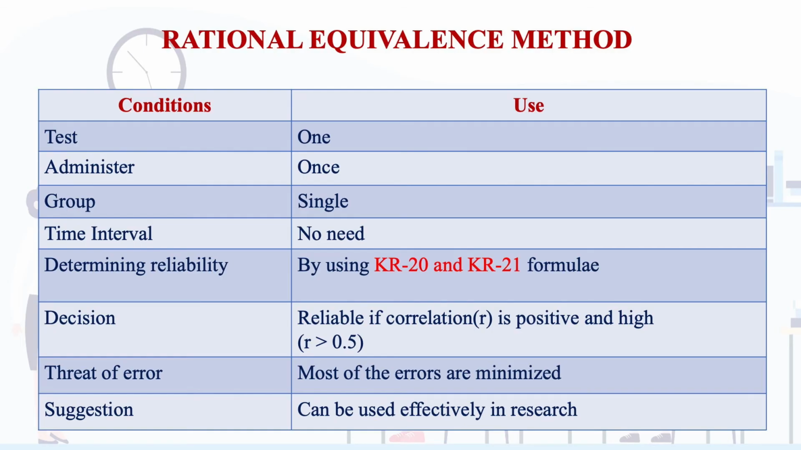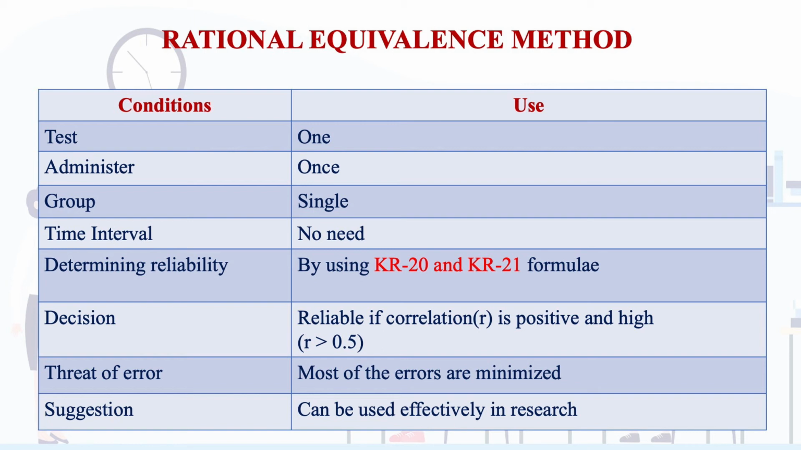And further, another internal consistency method formula is called the rational equivalence method. So friends, in this method you rationally find out the reliability coefficient, and this is also called a statistical method, because here you have to follow rigorous statistical analysis. You have to use a rigorous statistical formula to find out the reliability. So just like the split half method, here also a single test will be there, the test will be only one, administration will be done only once, and the group will also be one.